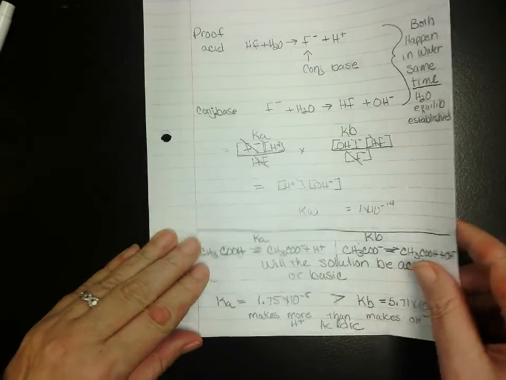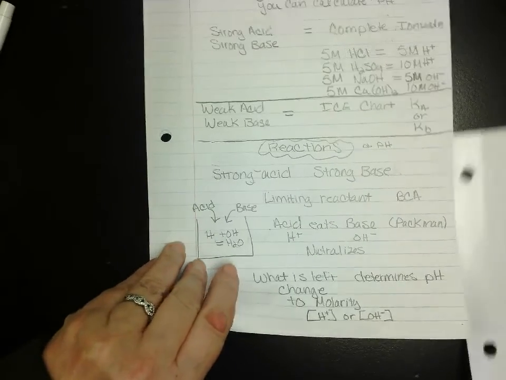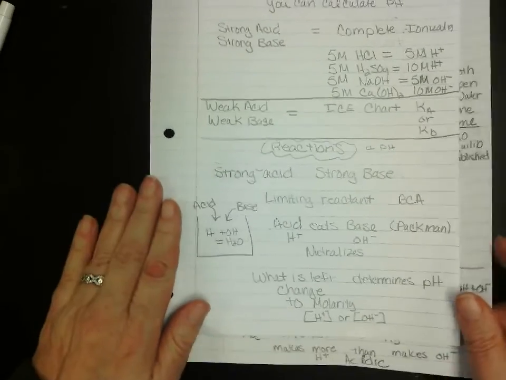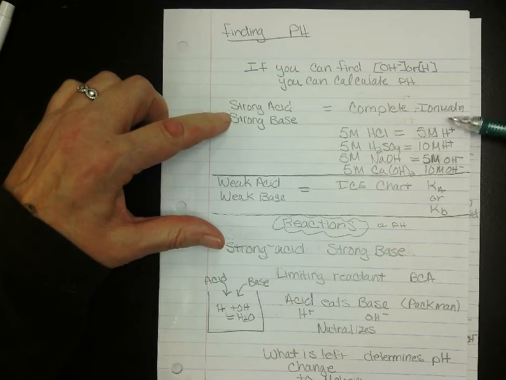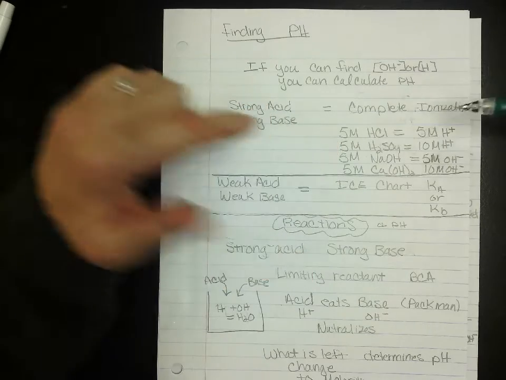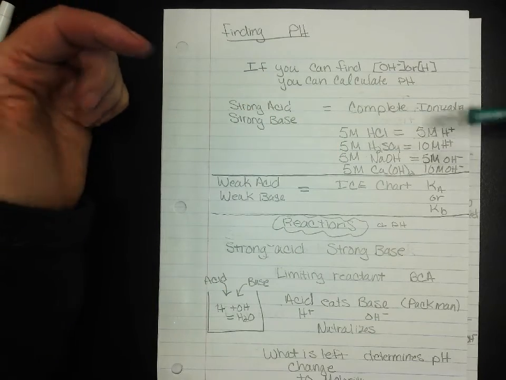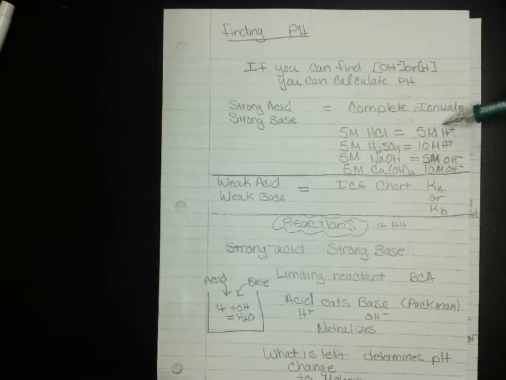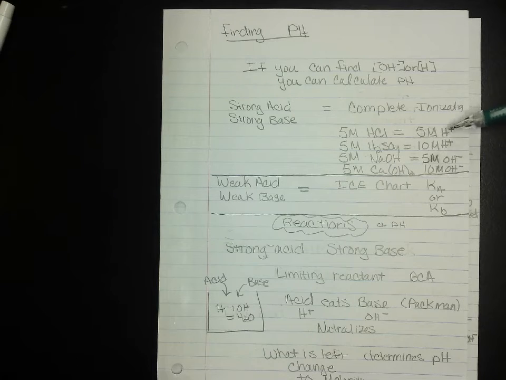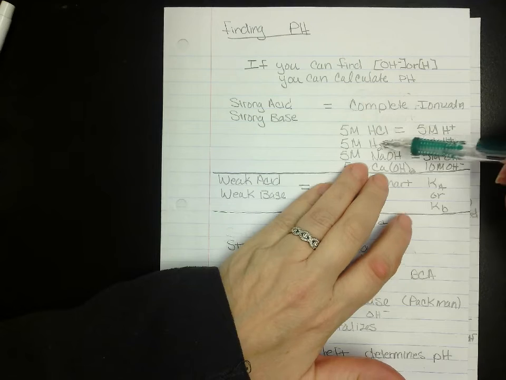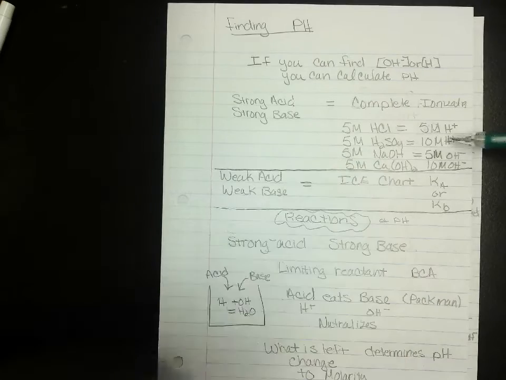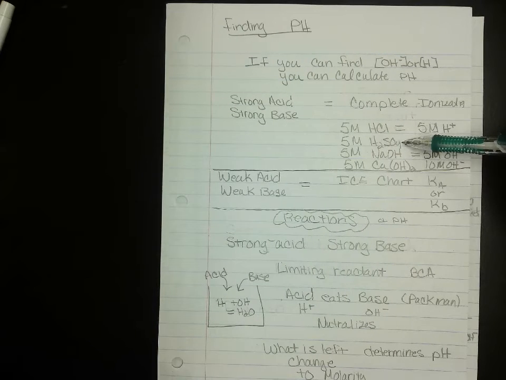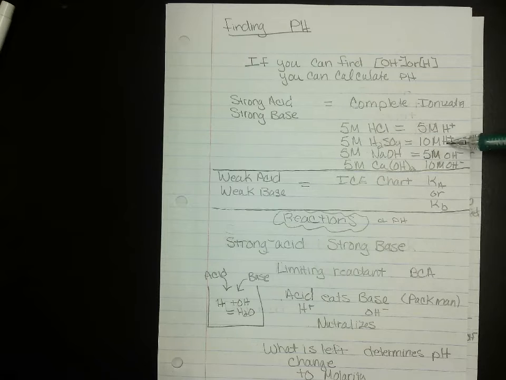So now I'm going to talk about finding the pH. Now, this is very easy. If we have a strong acid or strong base, it's going to dissociate completely. So if we have 5 molar hydrochloric acid, we'll have 5 molar H plus concentration. Okay, here I have H2SO4, so when this dissociates, it's going to dissociate into 2 H's, so I will have 10 molar H plus. And if you want to write an ice chart with this, you can. I think it's easier just to figure it out directly.